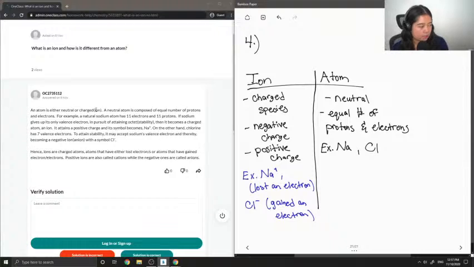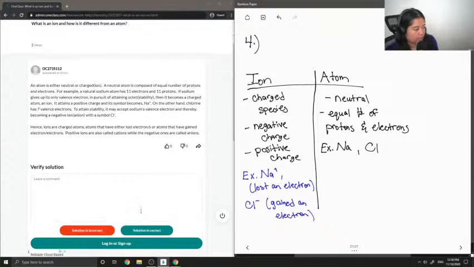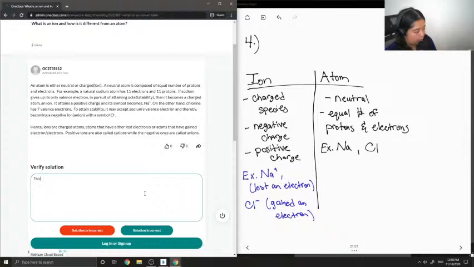On the other hand, chlorine has 7 valence electrons. To attain stability, it may accept sodium's valence electron and thereby become a negative ion, an anion, with a symbol Cl-. Hence, ions are charged atoms, atoms that have either lost electrons or atoms that have gained electrons. Positive ions are called cations, while negative ones are called anions. This solution is correct.